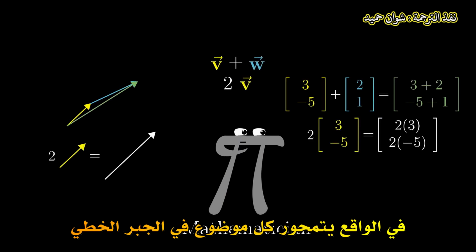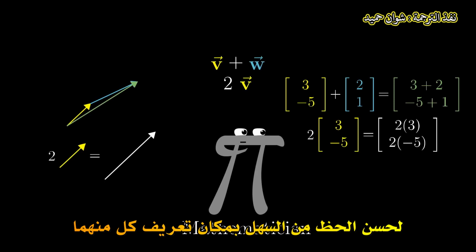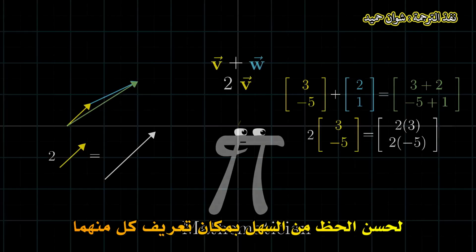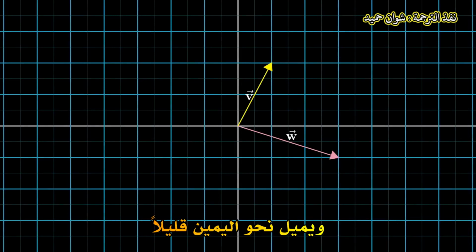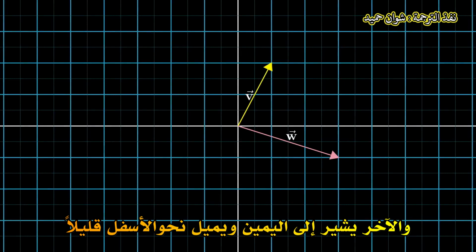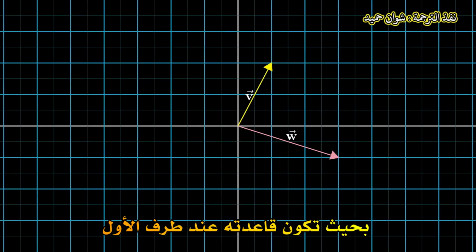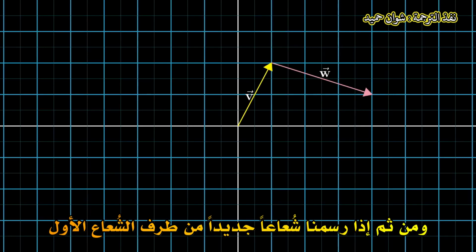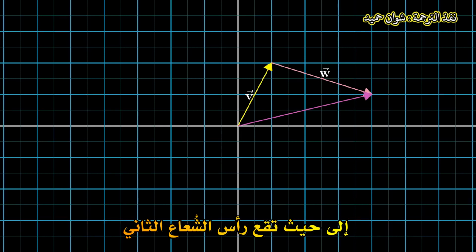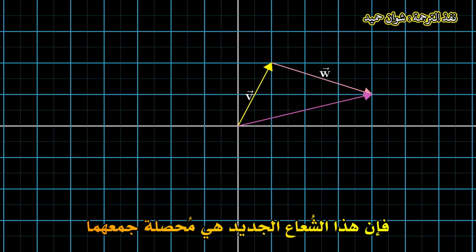Alright, so back to vector addition and multiplication by numbers. After all, every topic in linear algebra is going to center around these two operations. Luckily, each one's pretty straightforward to define. Let's say we have two vectors, one pointing up and a little to the right, and the other one pointing right and down a bit. To add these two vectors, move the second one so that its tail sits at the tip of the first one. Then, if you draw a new vector from the tail of the first one to where the tip of the second one now sits, that new vector is their sum.